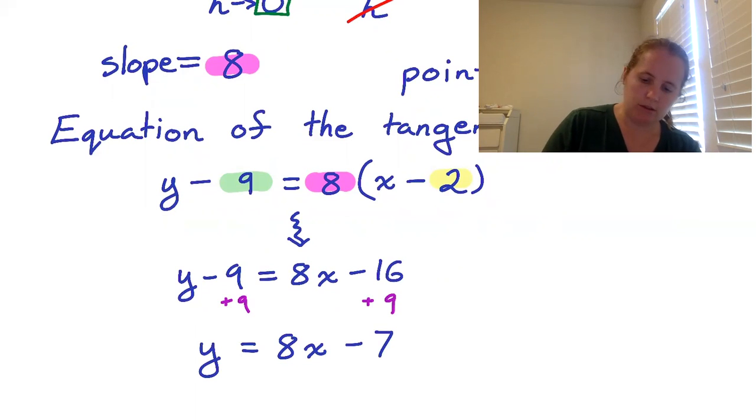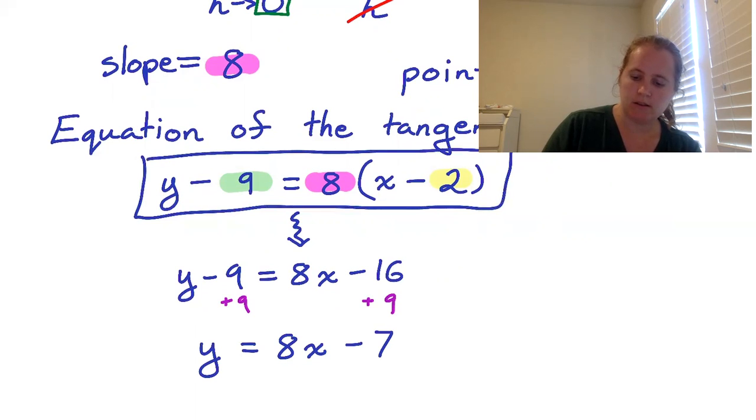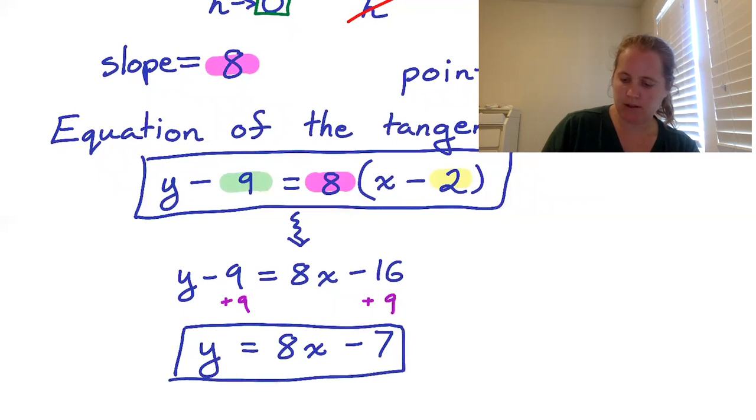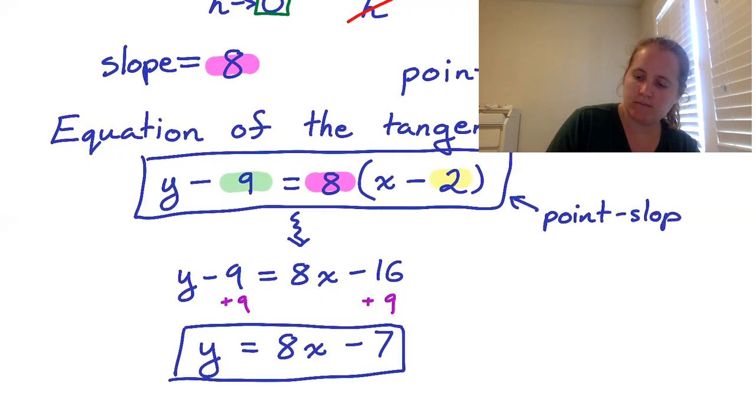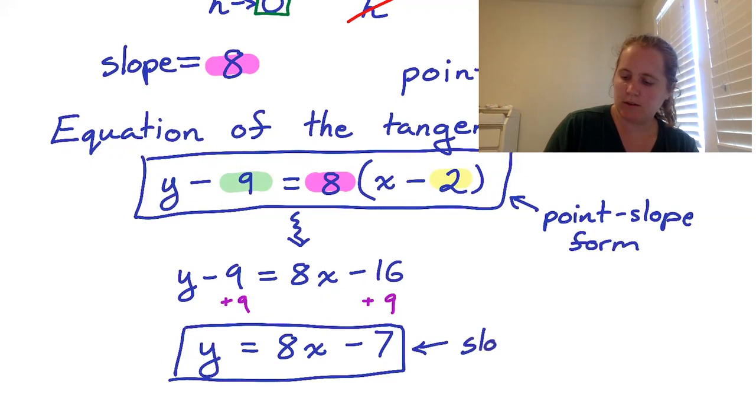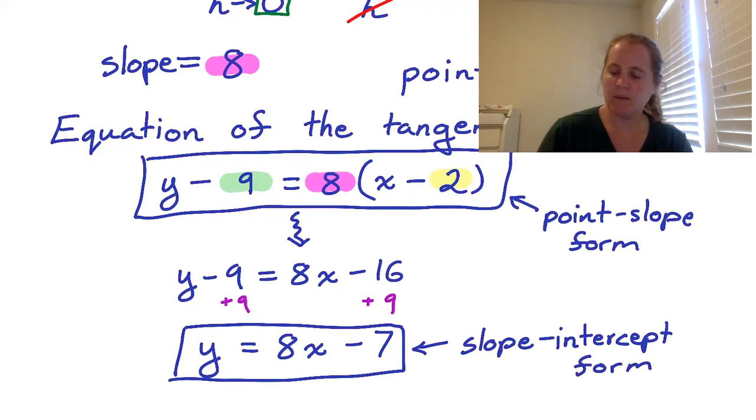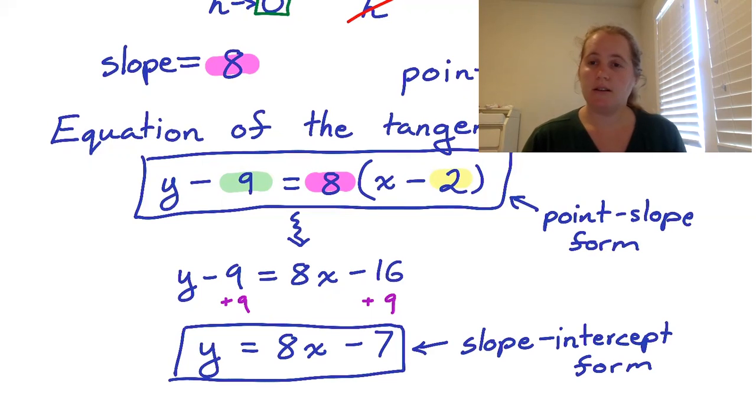So both of these are equations of the tangent line. The top one, again, is what we call point slope format. And the bottom one is what we call slope intercept form. Right, so this is finding the tangent line. You really just need to find the derivative at the point and the function value at that point. And then you can build the equation for the tangent line.